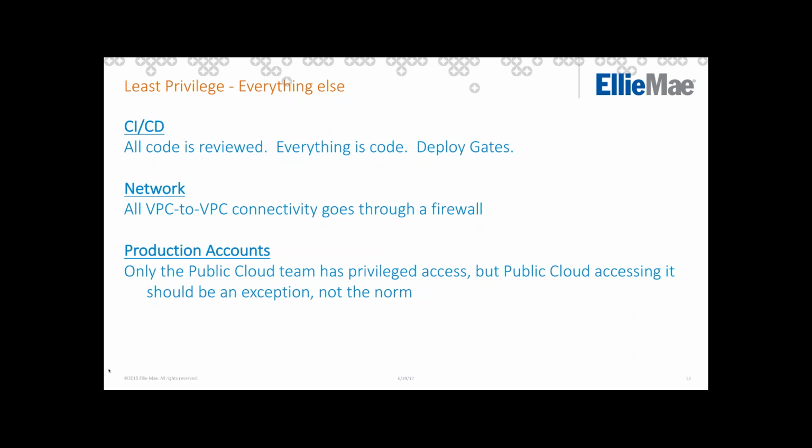And then production accounts, I already mentioned. So for our AWS production accounts, only our internal public cloud team has access to them to do anything mutable. We do give the developers read-only access because things do go wrong, and obviously they need ways to look at the state of what happened. But the whole point is that our public cloud team accessing that account should not be business as usual. It should be an exception.